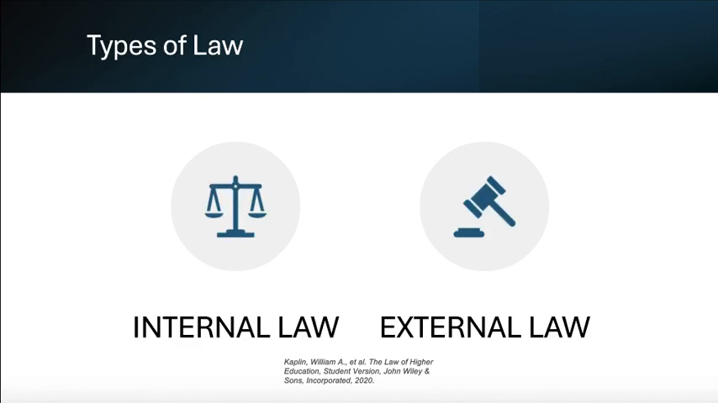In terms of types of law, let's separate that into internal versus external. In a sense, there are certain rules that are made within the institution that people who work in the institution have to follow, and there are rules that are made by external groups, whether it's legislatures or the courts, that are the law that institutions have to follow.